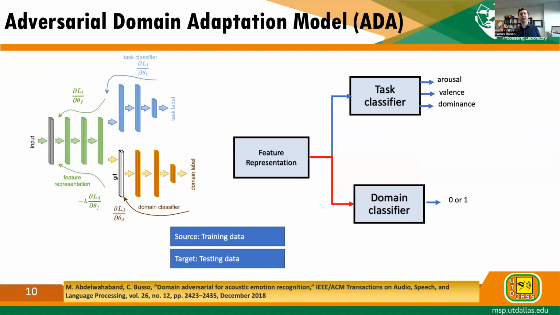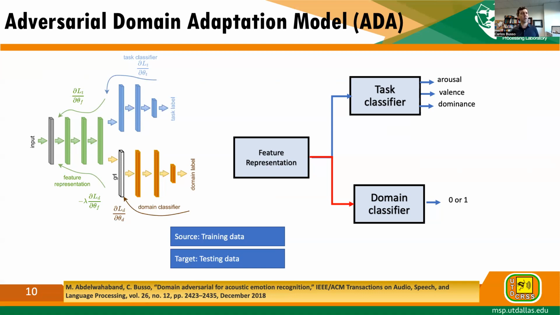Since we're looking at unsupervised domain adaptation, we explored two approaches that we have used in the past that have been very effective for us. So we wanted to test them here as well. One is the concept of adversarial domain adaptation. We are going to refer to this as ADA.